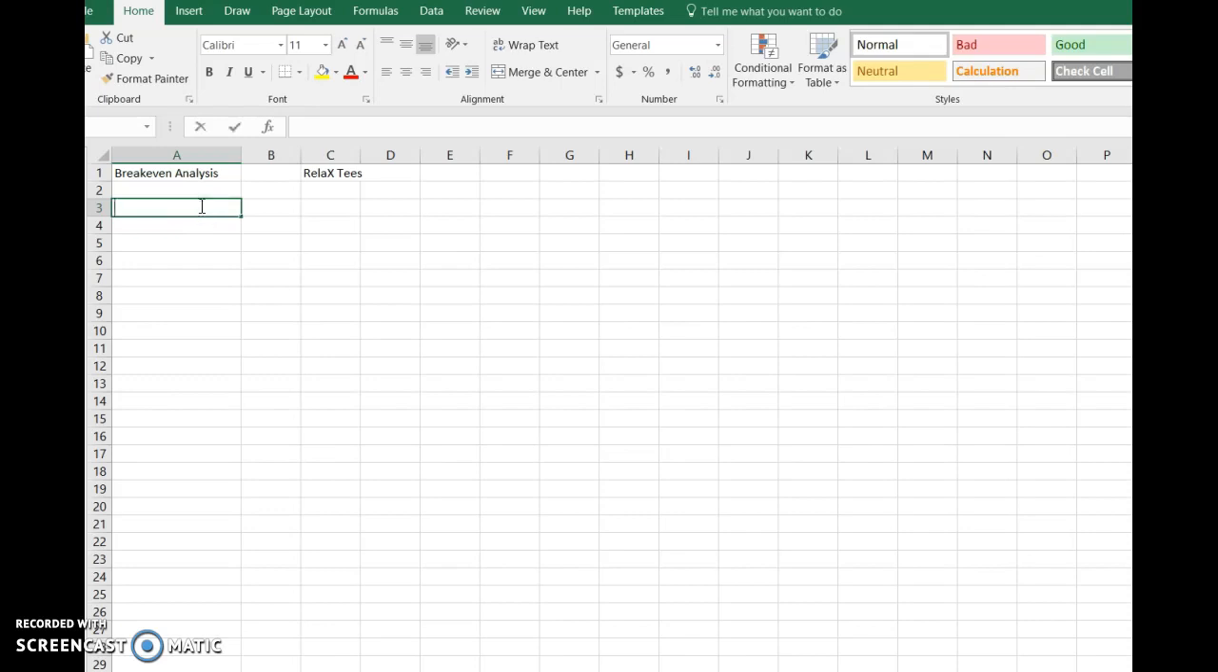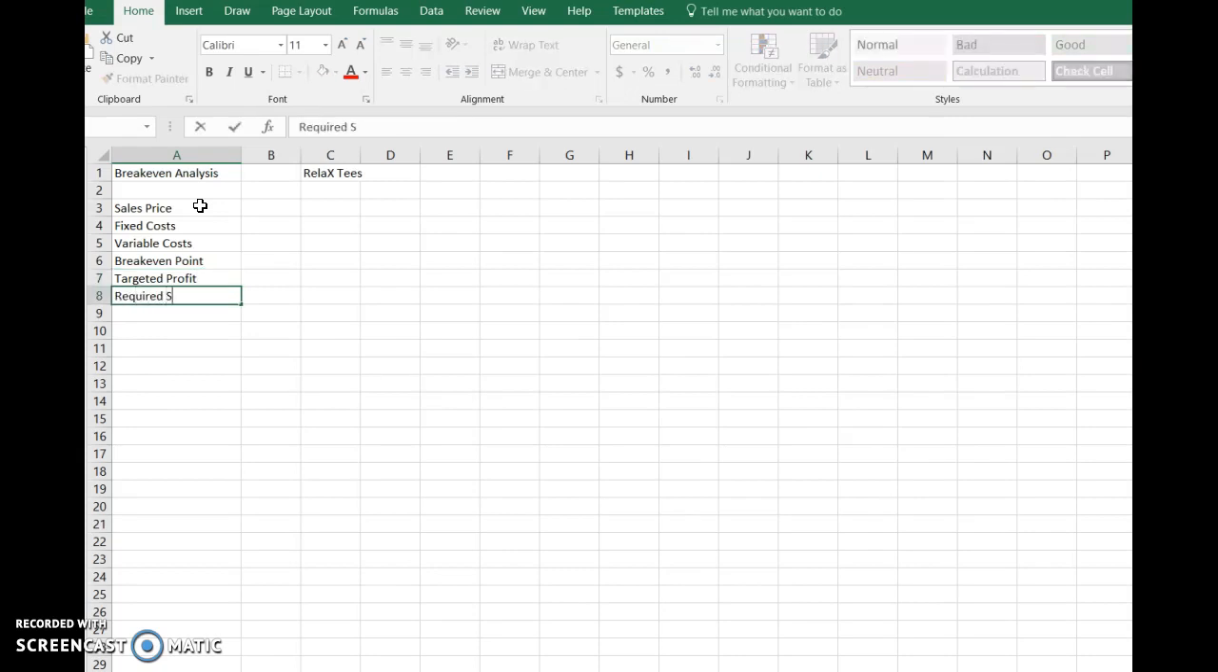Key things in a break-even analysis are the sales price, how much you sell your product for, fixed costs. So if you just type this in the A column, variable cost, break-even point, which we'll have to calculate, the targeted profit, that's what was given to us in our goals, and required sales in order to meet that targeted profit.